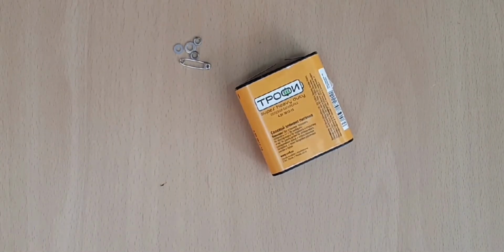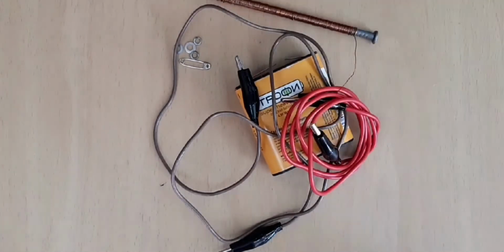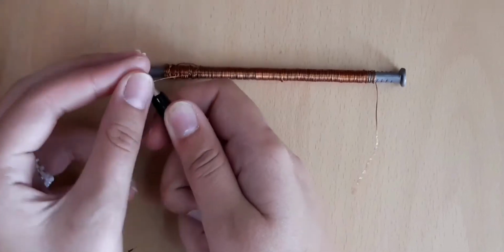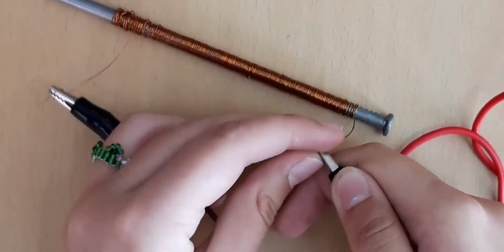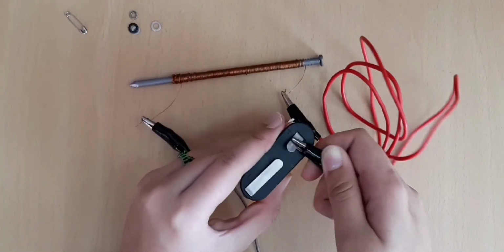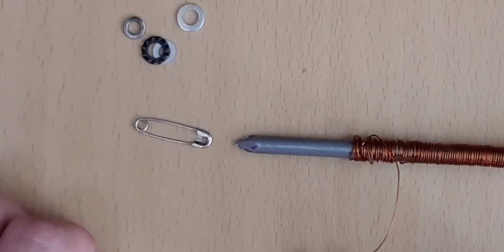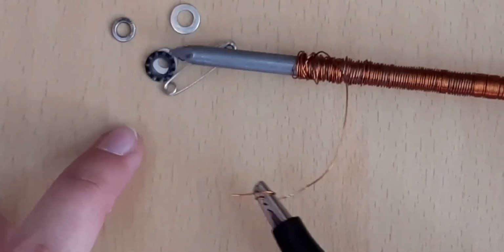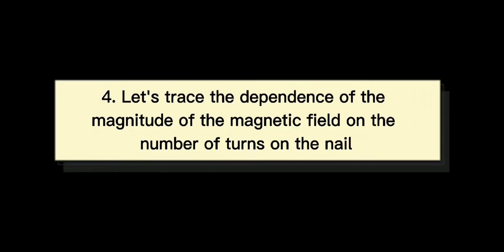The electric current flowing through the wire forms a magnetic field, the lines of which penetrate the nail. Under the influence of this field, the smallest regions existing in the nail, which have miniature magnetic fields, take an ordered position. As a result, these magnetic fields add up, and one large and strong magnetic field is formed that can attract objects. Let's trace the dependence of the magnitude of the magnetic field on the number of turns on the nail.